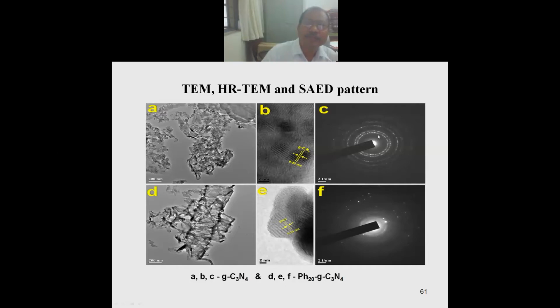This is a ring structure, and this is a little amorphous kind of structure. Concentric rings here, and this is an amorphous kind of structure.